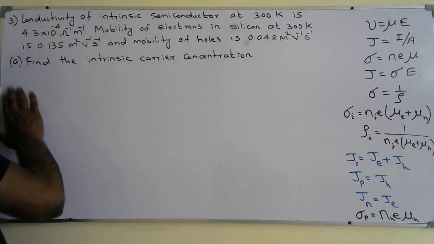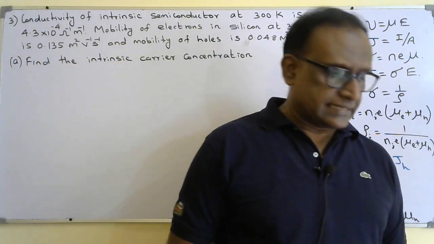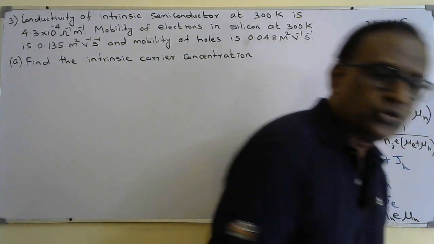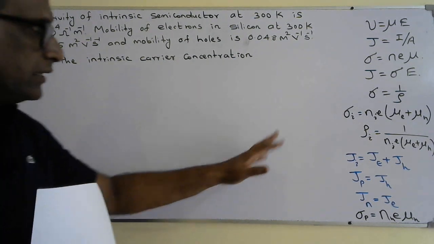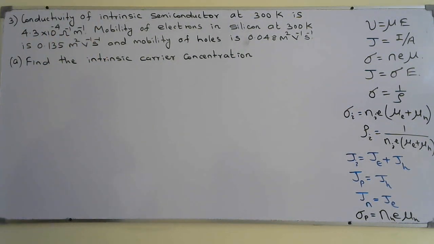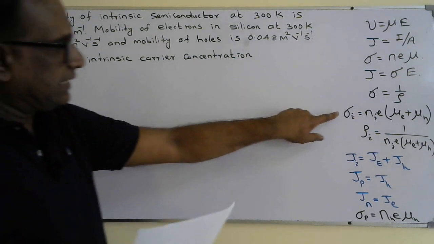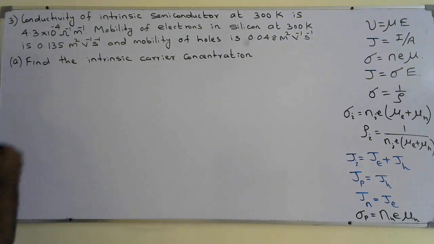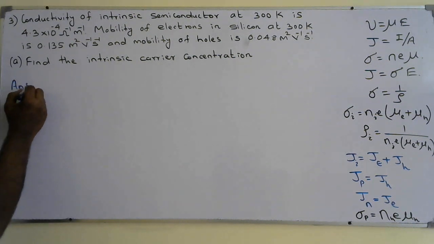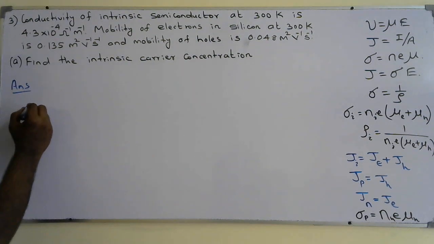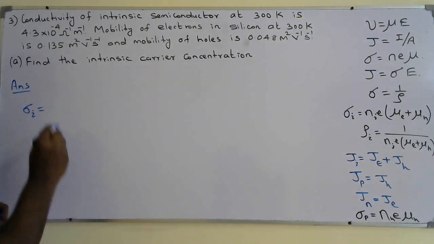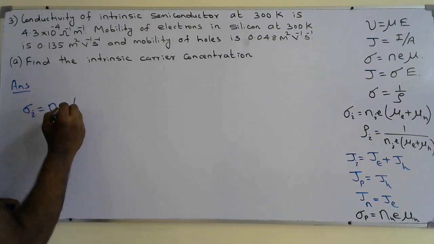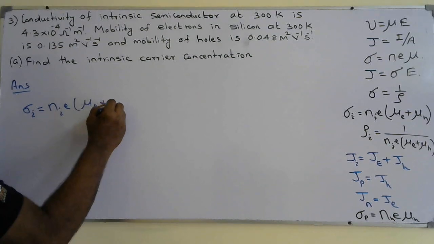Okay, so this question also has two parts, but the first part is the same as the earlier question. So I don't need to spend much time on it because I already discussed one question and I have already derived these equations. So find the intrinsic carrier concentration. Here the conductivity sigma I is given. So for the answer, I'm using this equation, which I derived already: sigma I is equal to Ni e times mu E plus mu H.